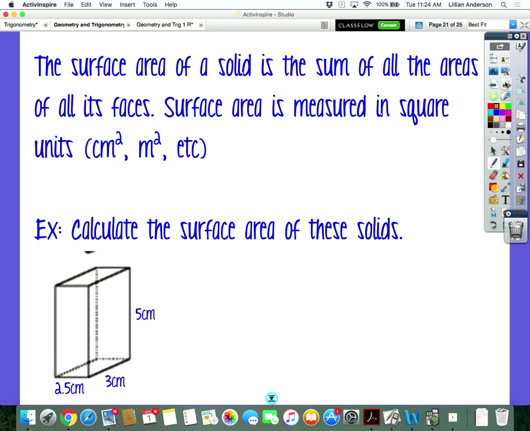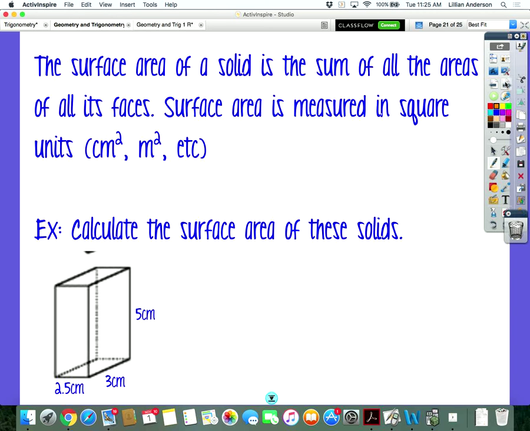So, the surface area of a solid is the sum of all the areas of its faces, okay? And realize the surface area is measured in square units. So this is where you don't want to lose that unit penalty: meters squared, centimeters squared, etc. Okay? So, when you're looking at this figure here, this figure is called a what? Rectangular prism. It's a rectangular prism, okay?